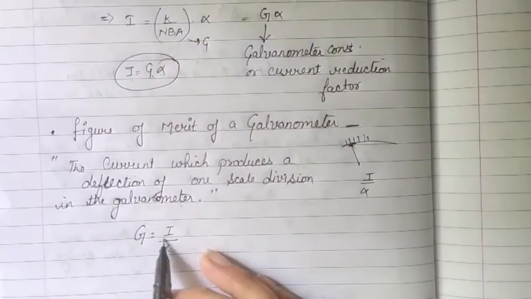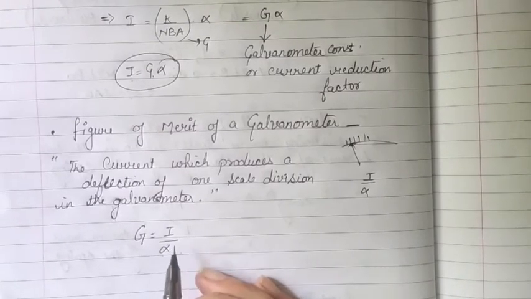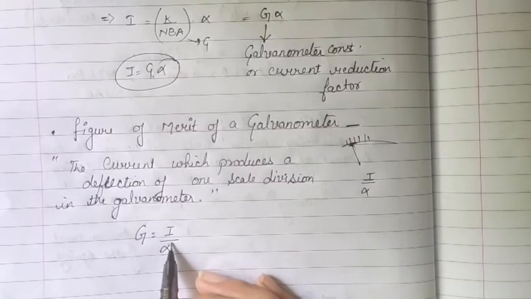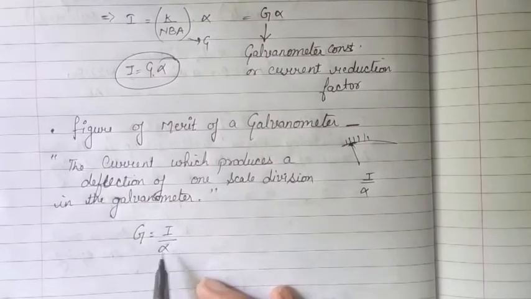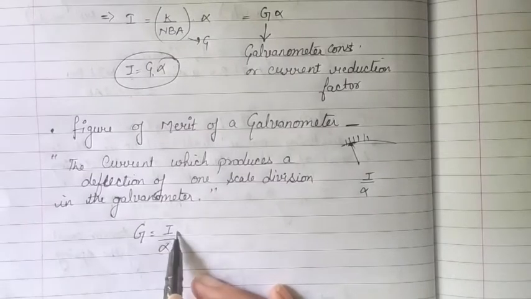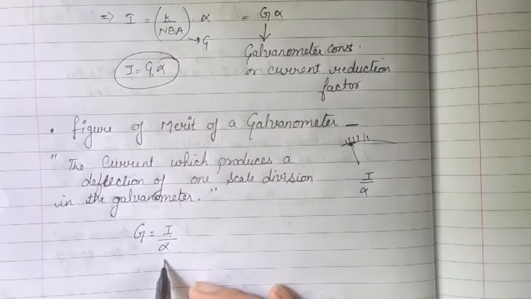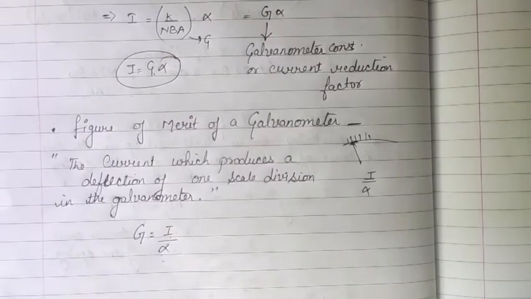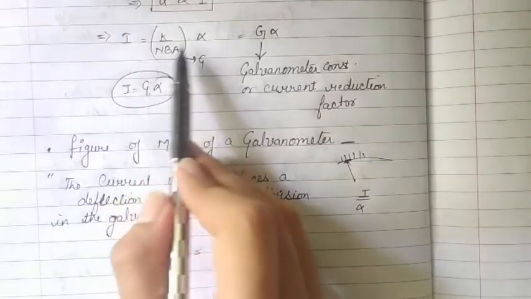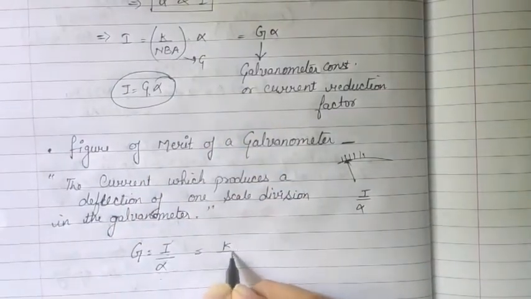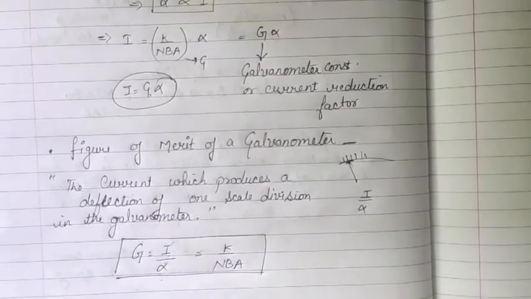If I substitute alpha is equal to 1, it means that there is a deflection of one scale division, unit deflection. Then if I put alpha is equal to 1, G is equal to I. So the figure of merit is the value of that current which produces a deflection of one scale division in the galvanometer and is given as G is equal to I upon alpha, or from the earlier relation it can be written as K upon NBA. So this is the value of the figure of merit of a galvanometer.